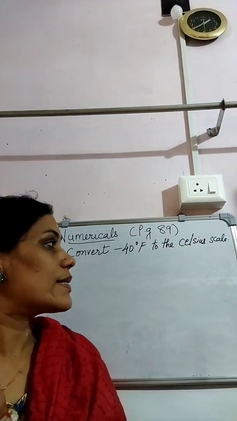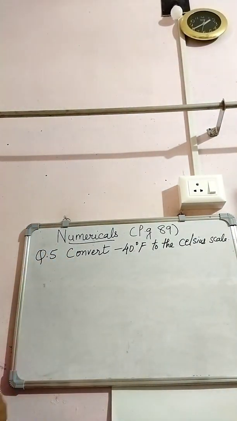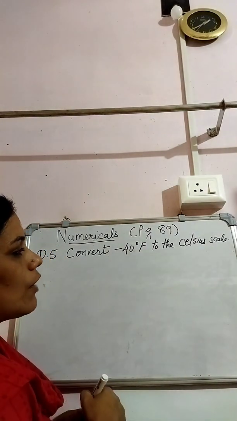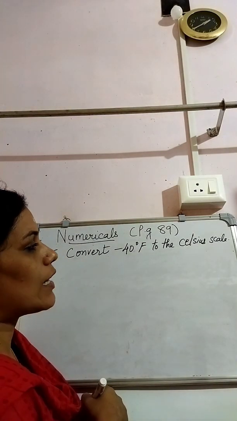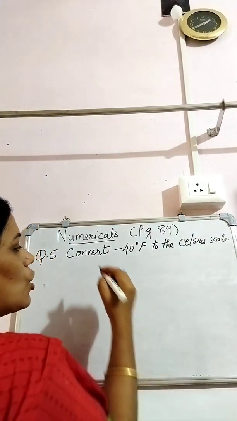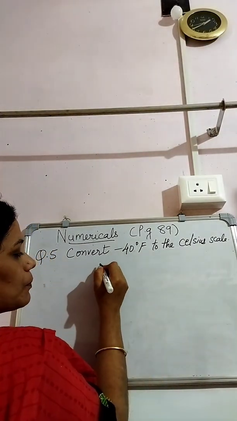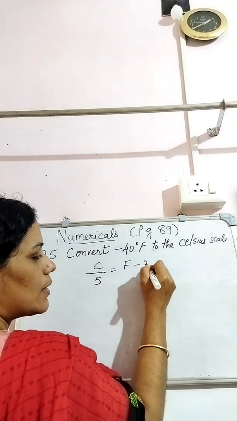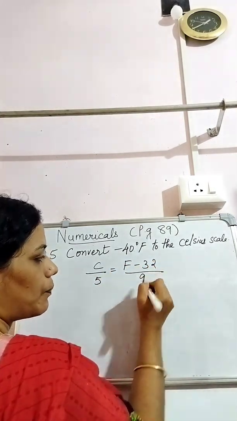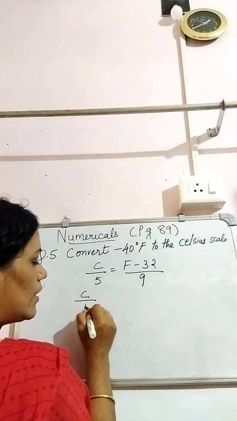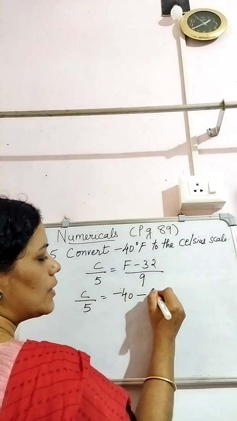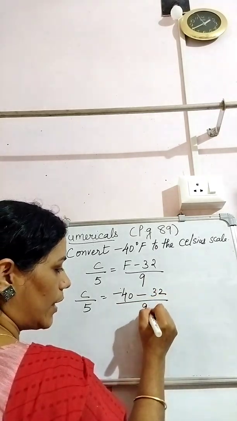Now let us solve question number 5, that is convert minus 40 degree Fahrenheit to the Celsius scale. Again we have to use the relationship between Fahrenheit scale and Celsius scale. So the formula is C by 5 is equal to F minus 32 by 9. So C by 5, we'll just substitute here. F is minus 40 minus 32 by 9.